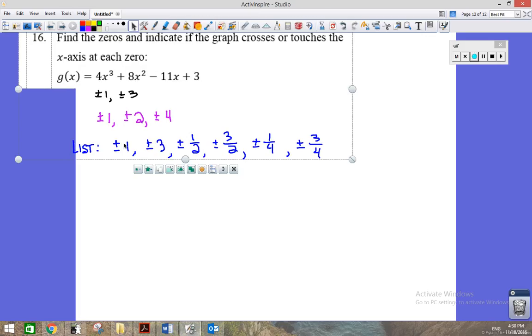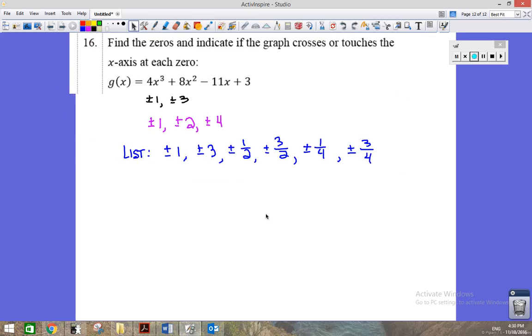So now I'm going to do one of two things, or you can do one of two things. Plug the numbers into the function, because remember, these are the x's, and the output of the function will be the y values, and if you get a y value that's 0, then you're on the x-axis. You haven't moved up or down. Rather than plugging them into the function, however, I'm just going to jump in and do synthetic division. I'm going to start with 1. I'm going to start with the integers and save the fractions for last if I have to do them.